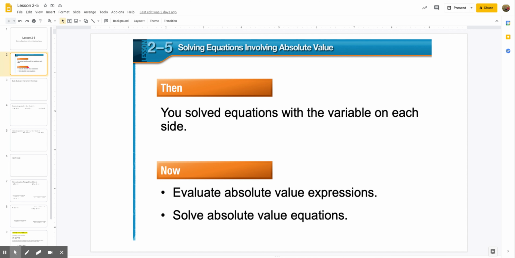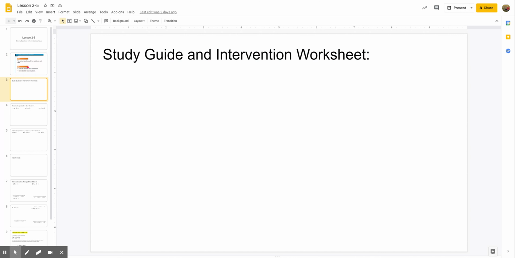Before, you were able to solve regular equations with variables, one step, two step, kind of move through that process. And now you're going to evaluate absolute value expressions and also solve them. So the first thing we need to do is have kind of a refresher on what absolute values even mean.